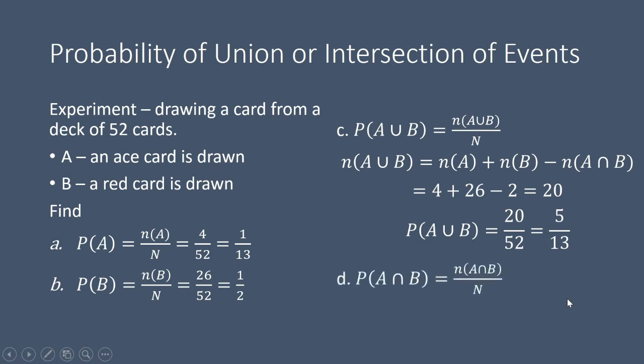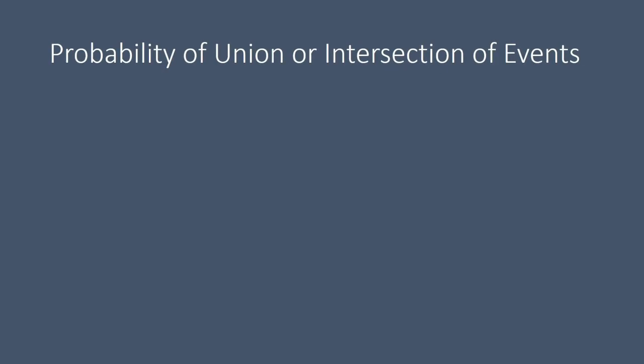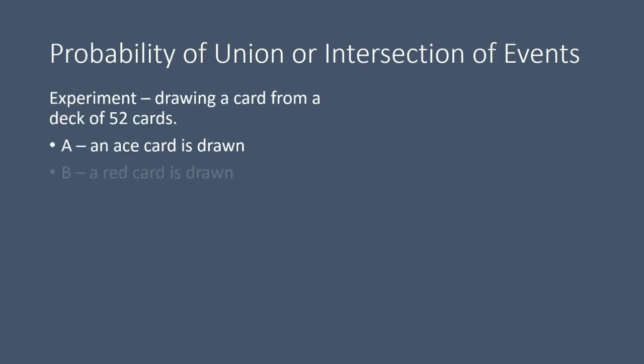How about this? Well, how do you interpret A intersection B? A intersection B is the event when the card that is drawn is an ace card and a red card. Okay? It is a red ace card. And we have 2 of them. The ace of diamonds and the ace of hearts. Okay? So 2 over 52 or 1 over 26. Probability of union or intersection of events. Again, we are working on the same experiment. Find this. How do you interpret that?